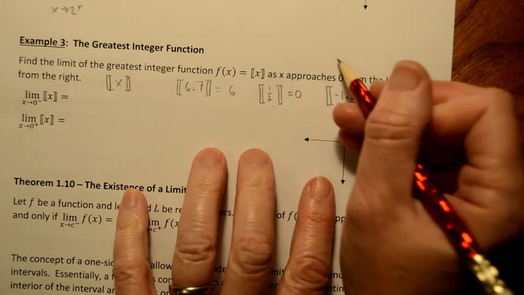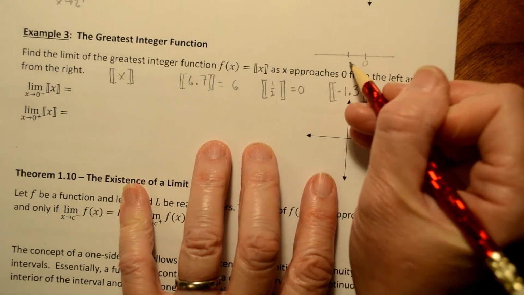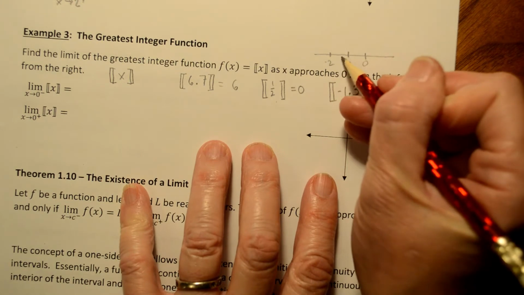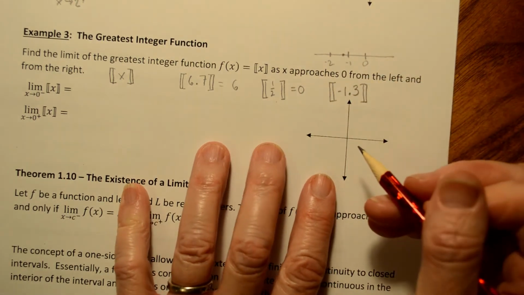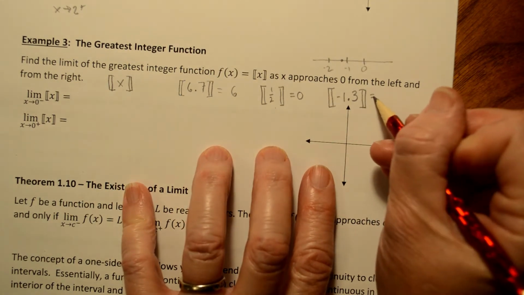And again, it might help to think of it on a number line. So here's 0, here's negative 1, here's negative 2. Negative 1.3 would be right about there. All right, so the greatest integer less than negative 1.3 would be negative 2.